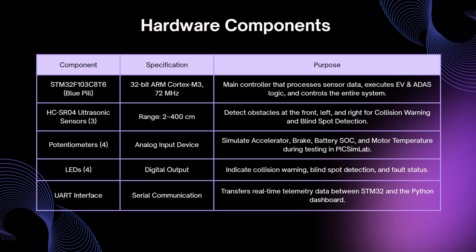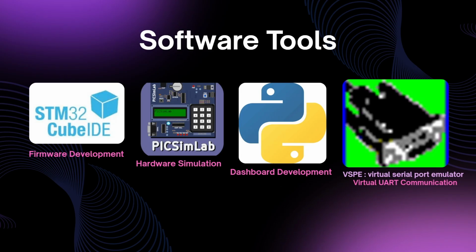Now we have covered the hardware. Let's move on to the software tools used in the project. Along with hardware, several software tools are used for the development of the project. The first tool is the STM32CubeIDE, which was used to write, compile, and debug the code. Next, we are using PicsimLab, a hardware simulation environment. Since physical hardware is not available during the development of this project, we are using PicsimLab for simulation purposes.